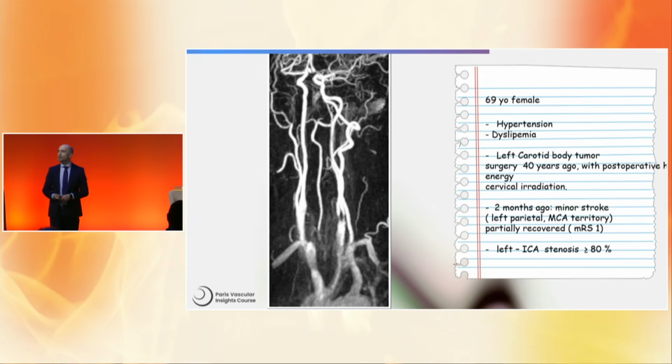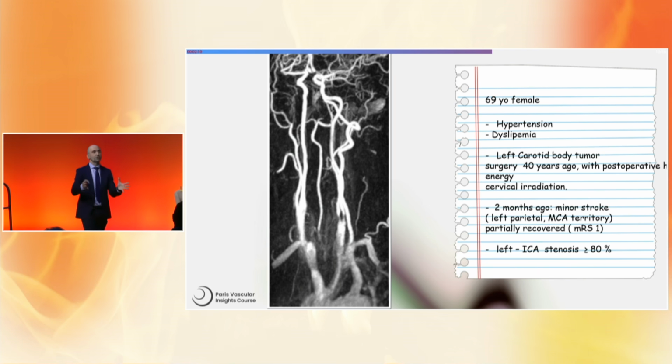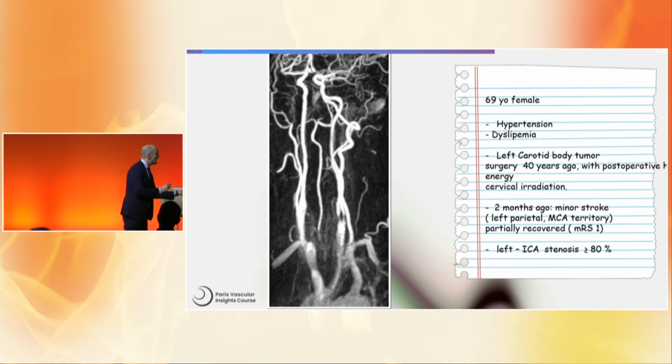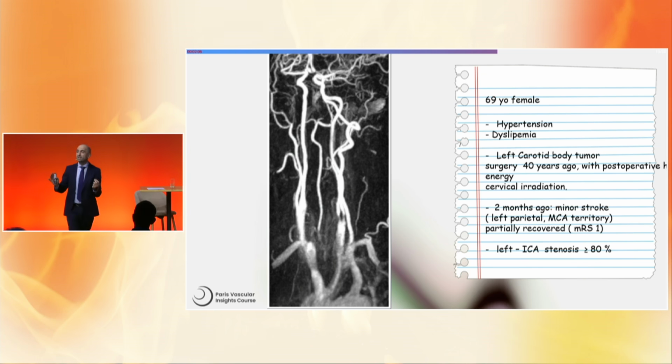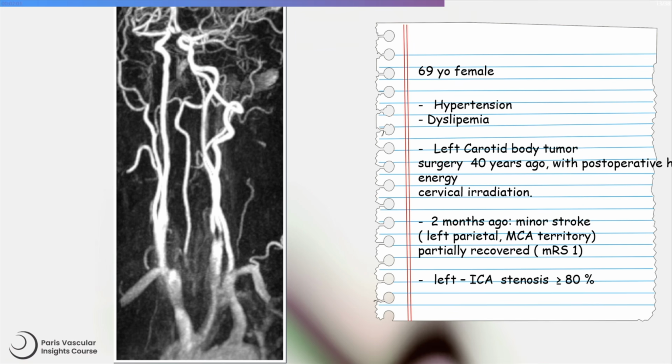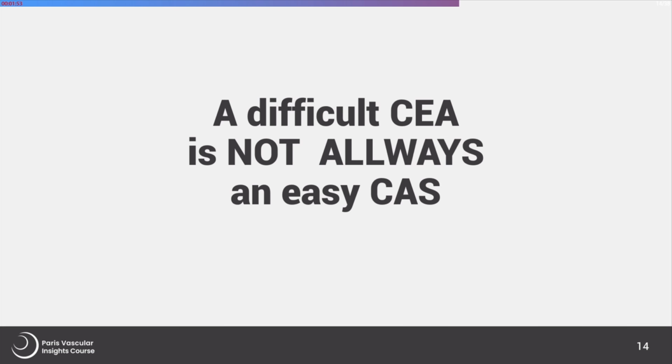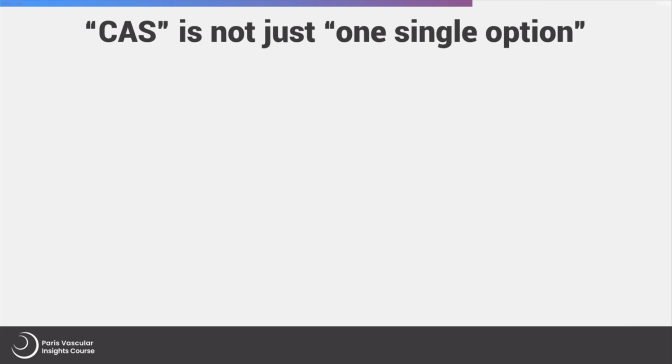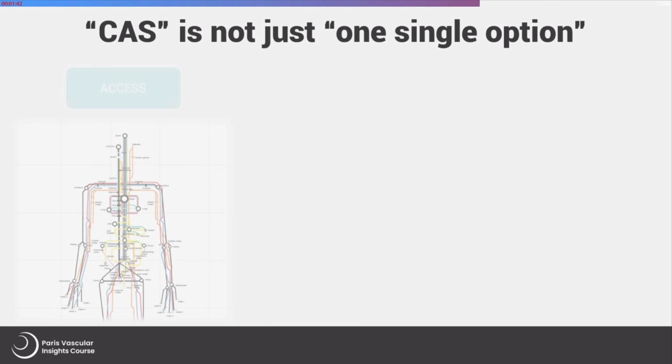Absolutely. If you take into account the measures you can have with a CT or with an MRI, remember all the measures you have is with the patient in this neutral position, but if you measure with ultrasound, you could turn the neck and try to mimic the surgical position to evaluate all the options. Remember, a difficult CEA is not always an easy stenting. It's not. And carotid artery stenting is not just one single option.